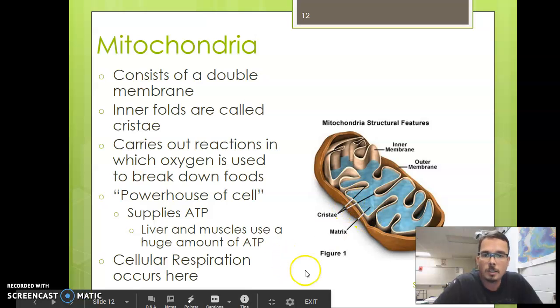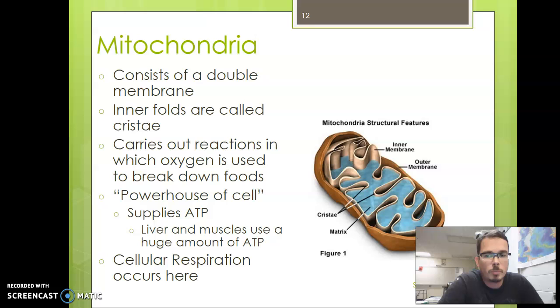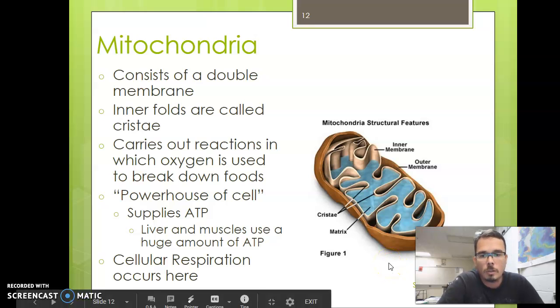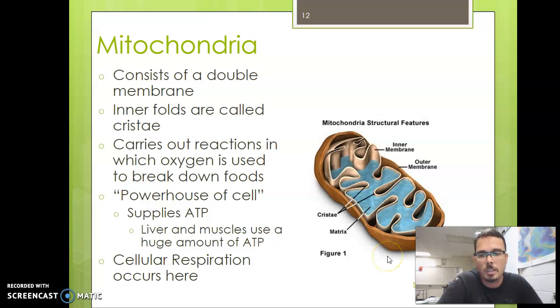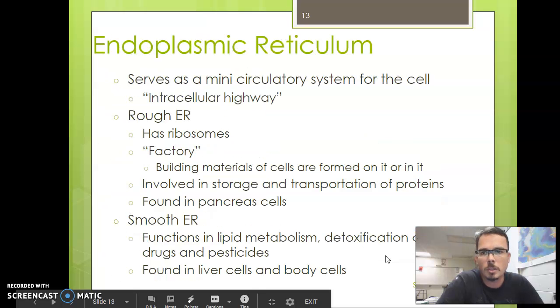It has inner folds, which are called cristae. So you see these inner folds are called cristae, and then also it carries out reactions in which oxygen is going to be used to break down foods and turn it basically into a molecule called adenosine triphosphate, which is also known as ATP, and it is the main energy molecule in our bodies. It is the only energy molecule.